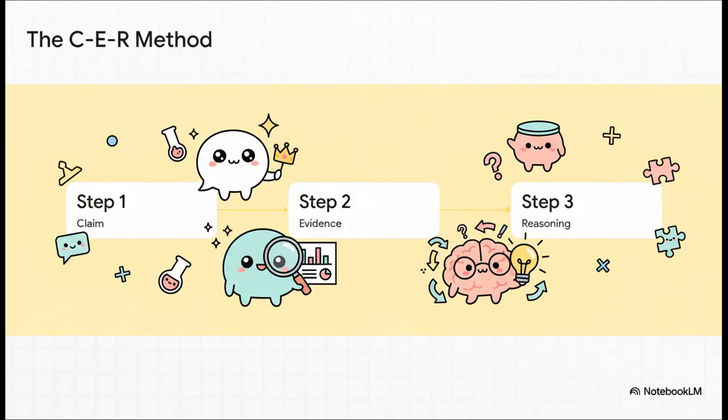So when it's time to present your findings, a really powerful way to structure your conclusion is something called the claim, evidence, reasoning method. It's simple. First, you make a claim about what you found out. Next, you present the evidence. That's your data, your proof. And finally, you give your reasoning, the explanation for why your evidence actually supports your claim.